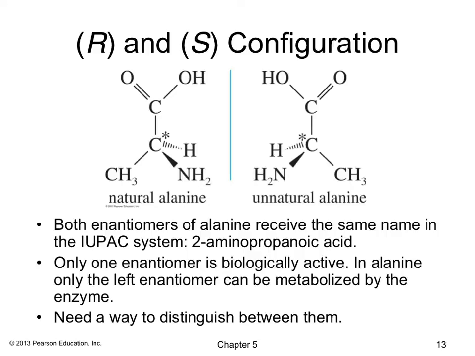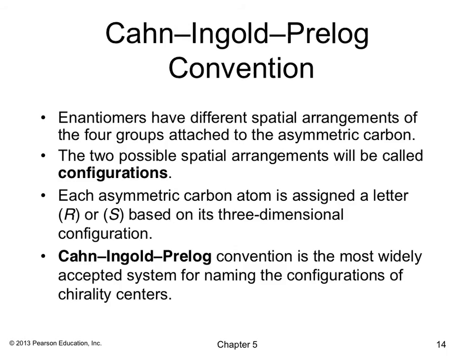Now, in determining configuration of this chiral carbon center, shown here, this is natural alanine versus unnatural alanine. Both enantiomers of alanine receive the same exact name in terms of IUPAC. So if you were to determine this via IUPAC, it would be 2-aminopropanoic acid. This and this are, in terms of naming, identical. However, one enantiomer, which is this one, the natural alanine, is the one that can be metabolized by enzymes in the body, versus this, the unnatural alanine. So there's a need for us to be able to distinguish between them. So how can we do that?